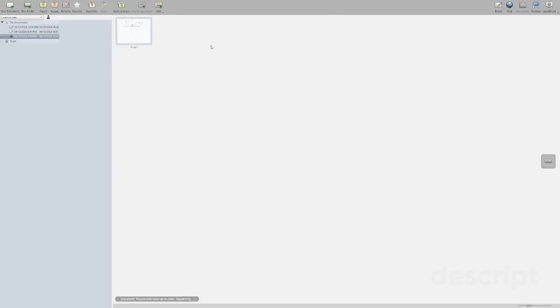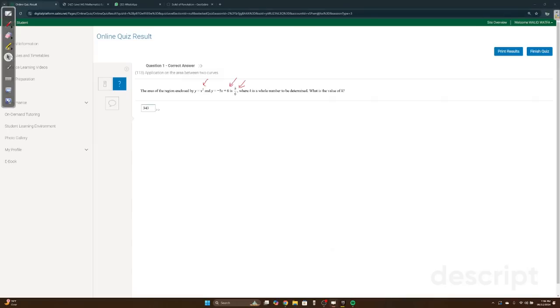Okay, let's just solve this question. I'll suck it up and solve the question. Okay, so you have x squared and minus 5x plus 6. You want to find the area between them.